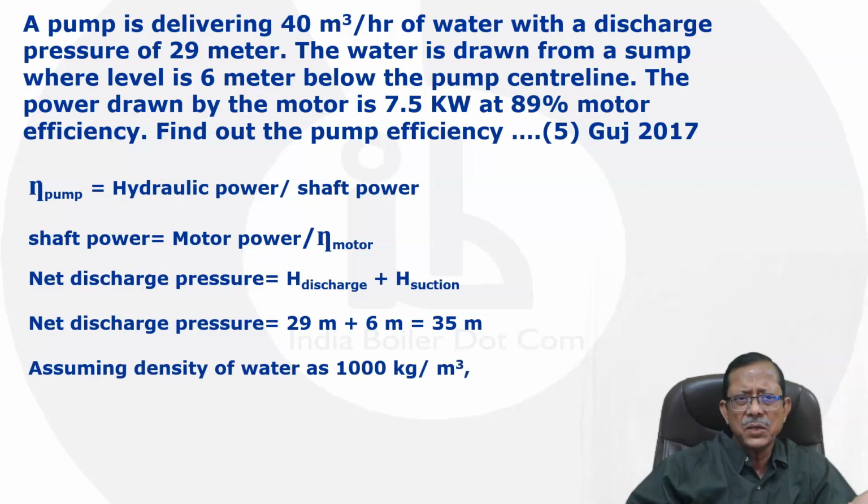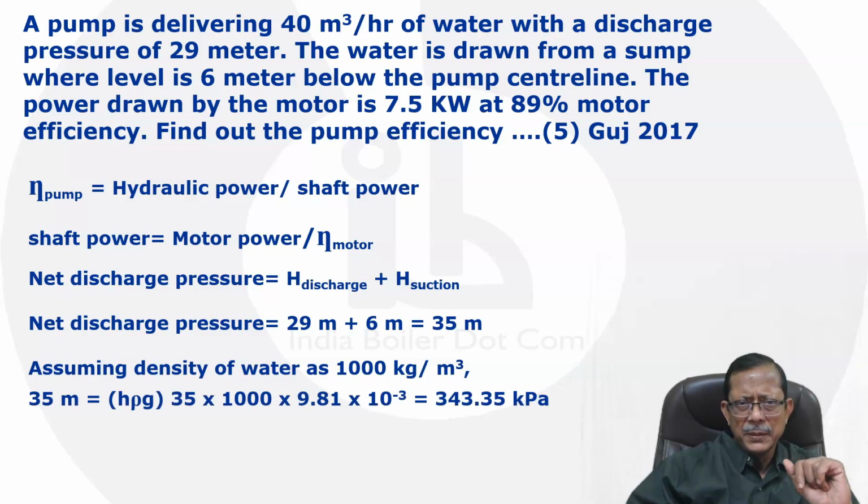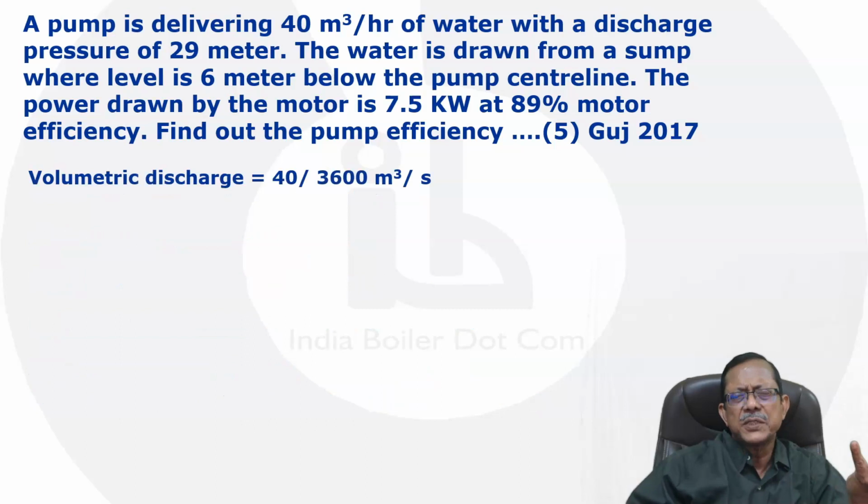So assuming the density of water, now this is another point, that in this question the density of water is not mentioned. You can assume 1000 kg per meter cube, but in that case you need to write assuming the density of water as 1000 kg per meter cube. The 35 meter head will become H rho G into 10 raised to minus 3 kilopascal, so that comes to 343.35 kilopascal, right? Now the volumetric discharge is given in 40 meter cube per hour. That means 40 by 3600 meter cube per second, right?